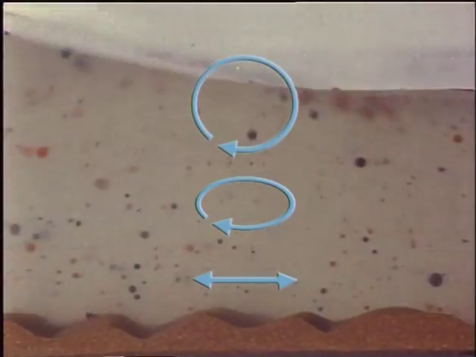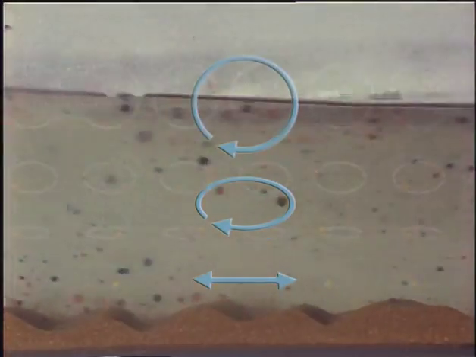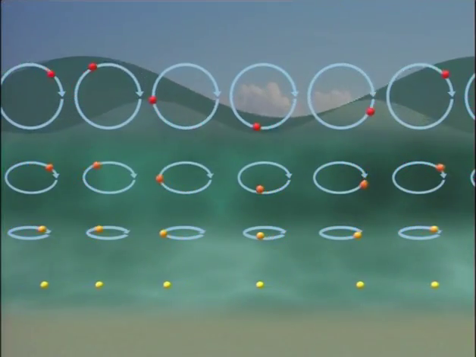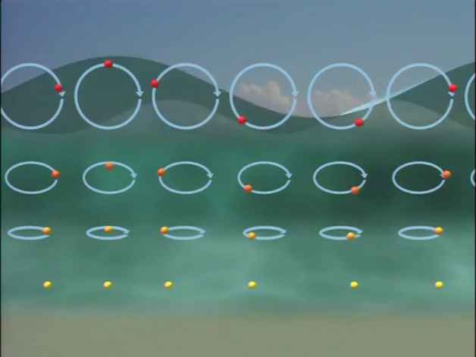If we put coloured drops in a wave tank, we can see clearly how the water moves. These paths are approximately circular at the surface, elliptical halfway down, and linear on the bottom. Here we see how the movement of water molecules produces the shape of the wave.